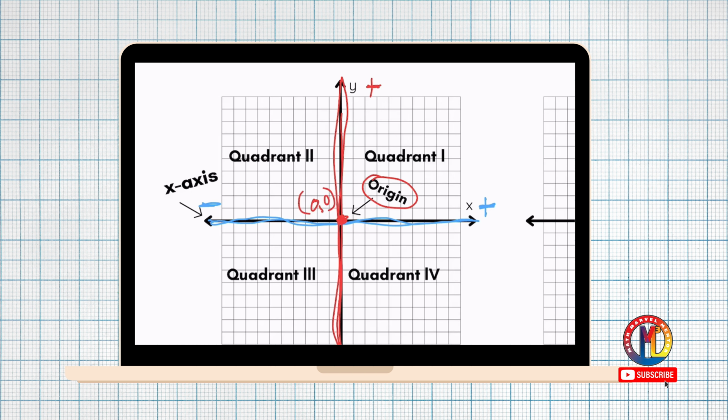Okay, all coordinate points are going to be an x value and then a y value. So your first number tells you to move either to the left or to the right. And then your second number tells you to move either up or down, depending on if it is a positive or negative number.